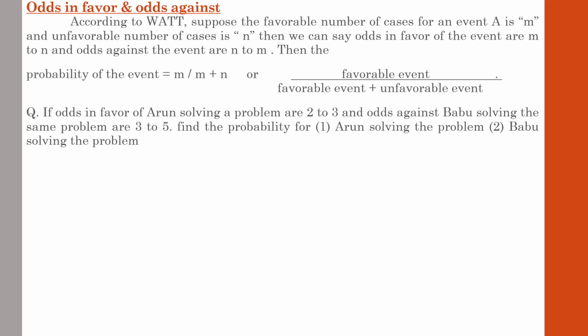Before going into the question, you need to understand the concept. Odds in favor means the chances of occurrence of that particular event. Odds against means the chances that the event will not happen, or the opposite of that situation will happen. We have learned that the equation is M divided by M plus N, where M is favorable and N is unfavorable. The equation is easy.